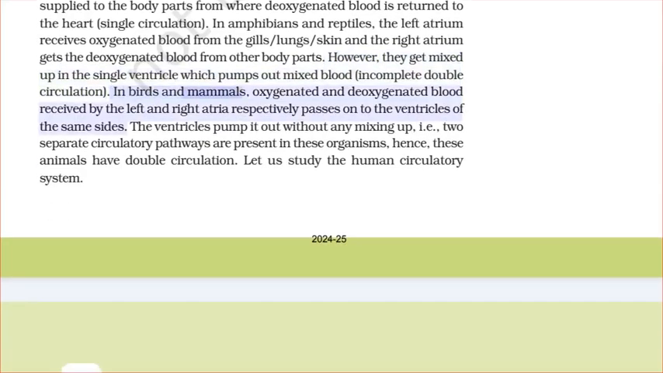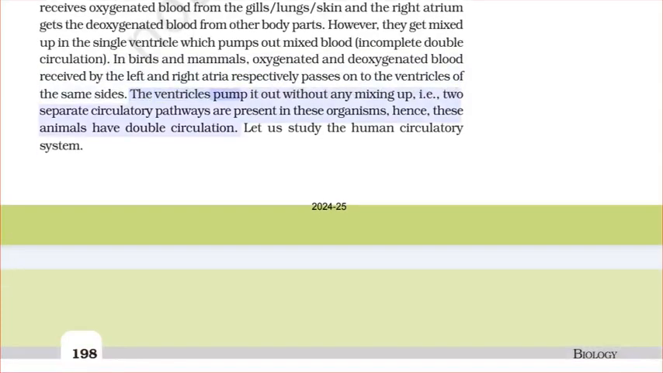In birds and mammals, oxygenated and deoxygenated blood received by the left and right atria respectively passes on to the ventricles of the same sides. The ventricles pump it out without any mixing up, that is, two separate circulatory pathways are present in these organisms. Hence, these animals have double circulation.